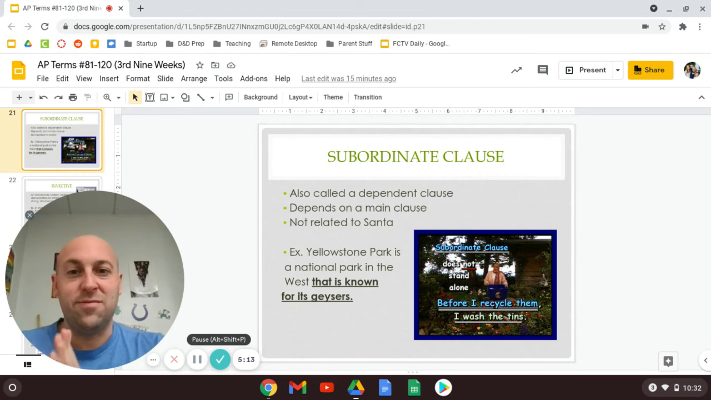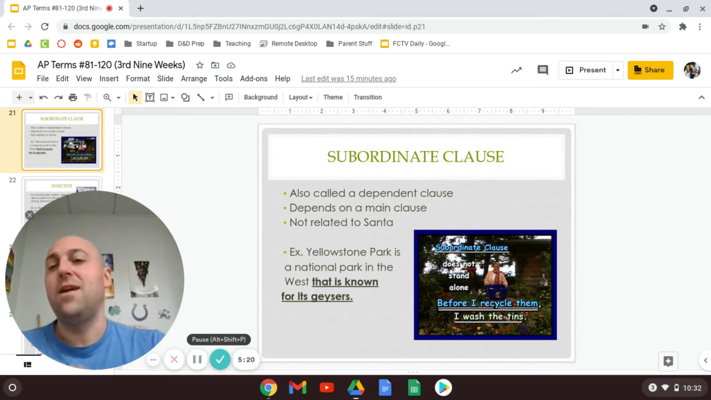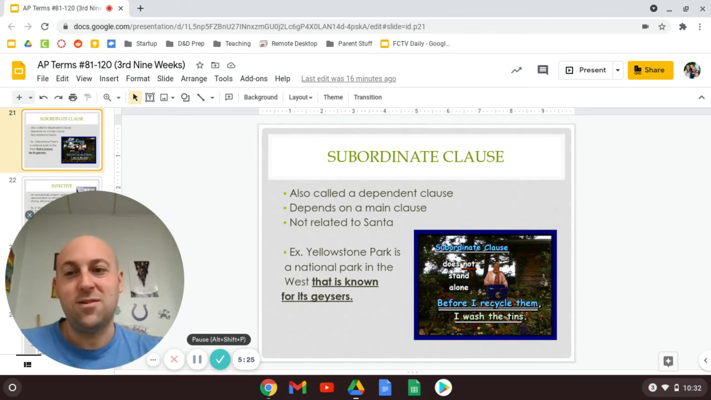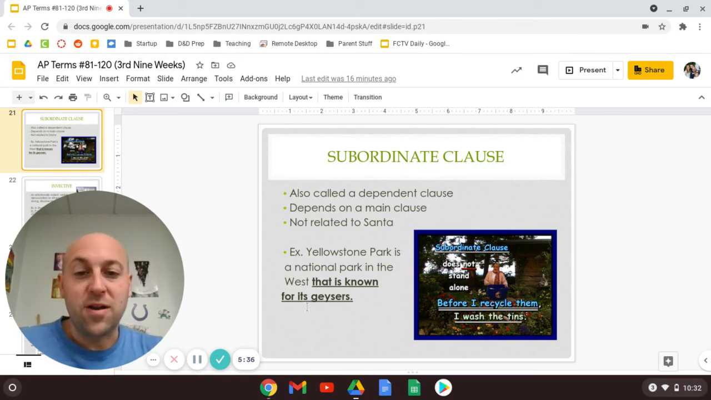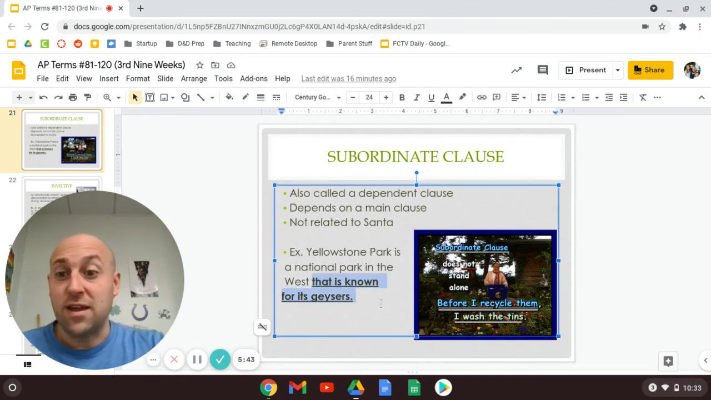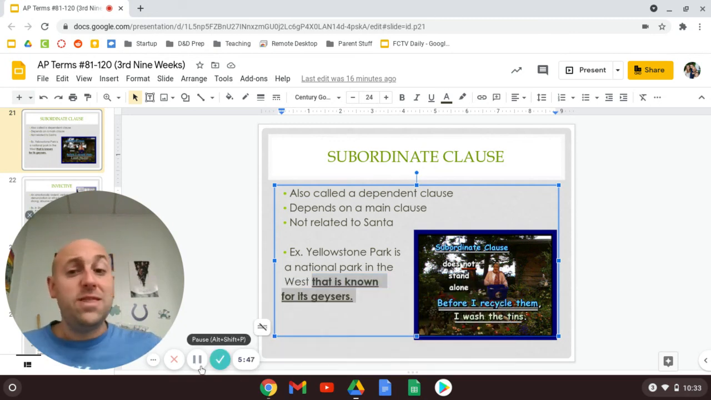So, for example, again, let's take that same sentence. Running down the hallway, Mr. Puckett looked like the greatest athlete that ever lived. Let's just take the part that says running down the hallway. If you just say running down the hallway, that's not a sentence, right? That is a subordinate clause. Or if you just took the part that says the greatest athlete that ever lived, again, subordinate clause, can't be its own sentence. The example I have right here: Yellowstone Park is a national park that is in the West that is known for its geysers. This underlined section cannot be its own sentence if you were to take it out, and that makes it a dependent clause.